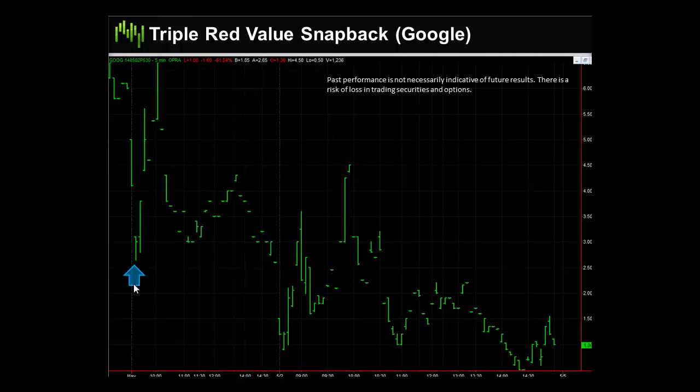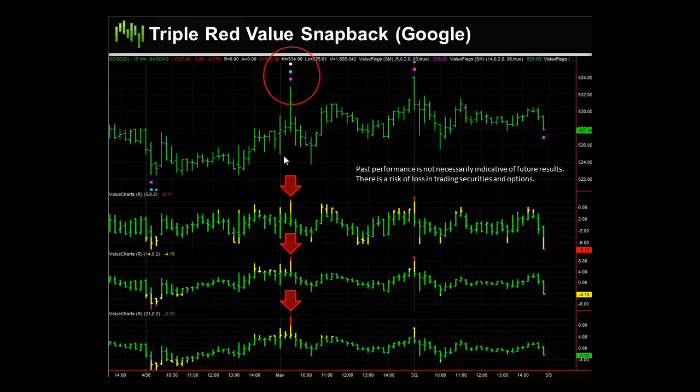Now, going over to Google last week, this was on May 1st, would you have bought this put option here for Google? Right here. And you may say, well, Mark, why would I have bought that put option? Well, because we have the same type of triple significantly overvalued occurrence on Google. And this is again on a 15-minute chart.